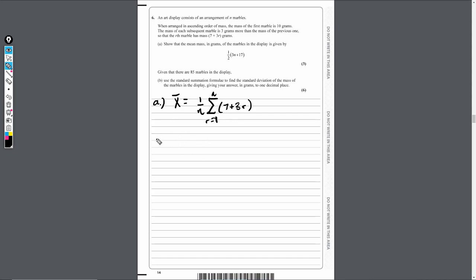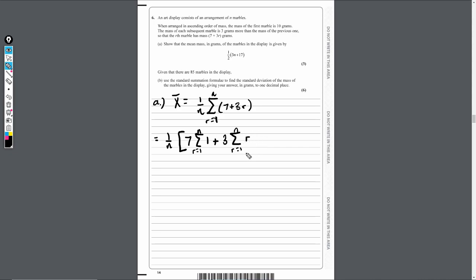So dealing with this summation now, I'm going to have 1 over n on the outside. In here now, well, we're taking a summation of 7 plus 3r, so we can use linearity. We can split this up into 2 summations. So this is going to be the summation of 7 from 1 to n, but remember, if you're taking the summation of a number, then you can times that at the front. So it's going to be 7 lots of 1 from r is 1 to n. Same again here, plus 3 lots of the summation from r is 1 to n of r.